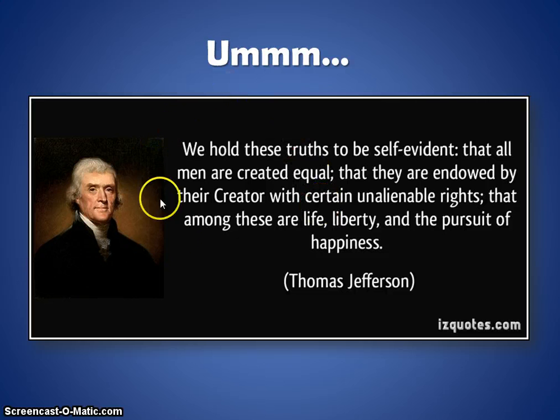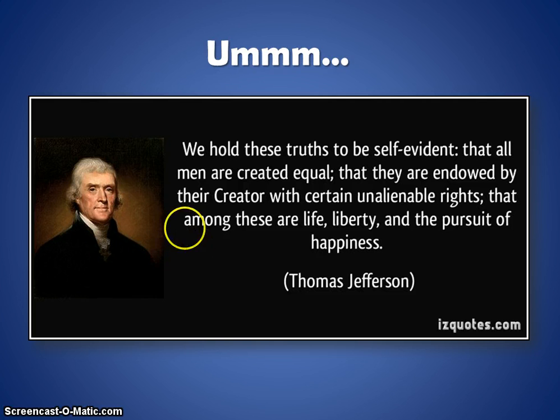Now, this brings up some questions about something that Thomas Jefferson wrote. Hopefully, you've seen that the Indians were treated very poorly, and you're going to see even further that they're treated even worse, which is a bit of a conundrum.